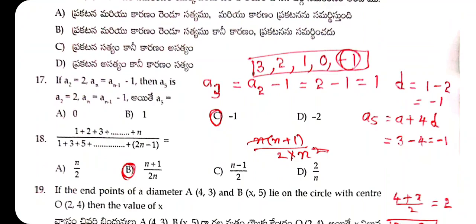So you can say 1, 2, 3, 0, minus 1. They are asking the fifth term, so the fifth term is minus 1. Without using the formula we can say: second term 2, third term 1, means first term 3, and the next term 0, next term minus 1, because we have to subtract 1. So the term is minus 1.